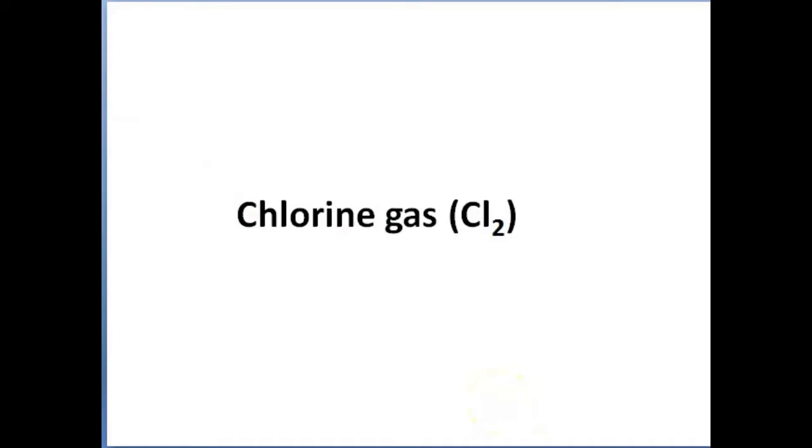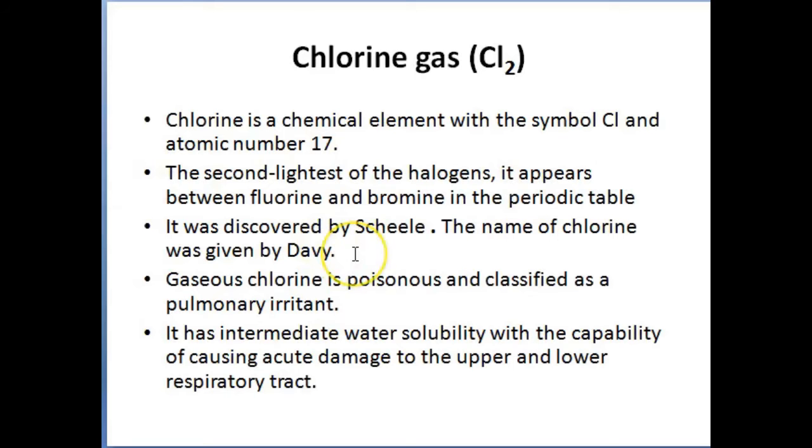Chlorine gas. We are going to discuss chlorine. Chlorine is a chemical element with the symbol Cl and atomic number 17, and it is considered to be the second lightest of the halogens, which appears between fluorine and bromine in the periodic table. This was discovered by Scheele, and the name chlorine was given by Davy.